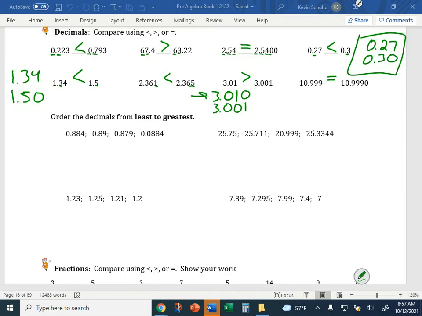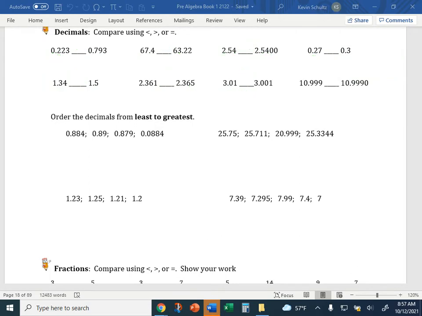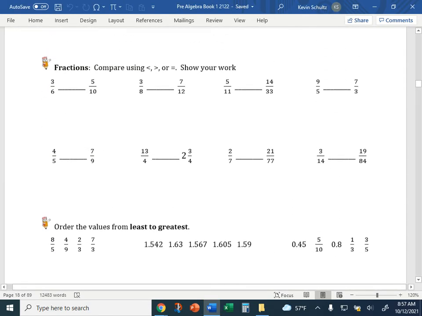Your homework, part of it is going to be to do the decimal section down below here. Some of you have already started on that. Great. But if you haven't, then that's going to be your homework for tomorrow. Finally, fractions.